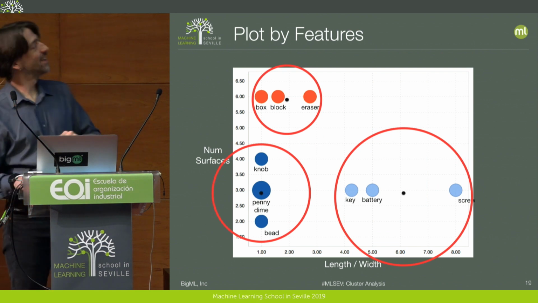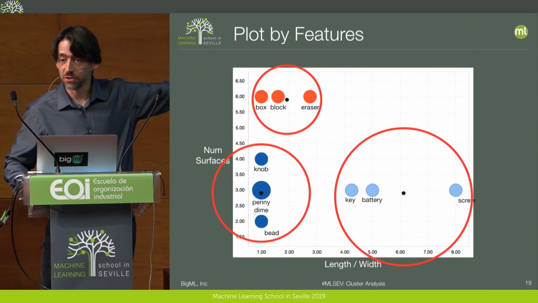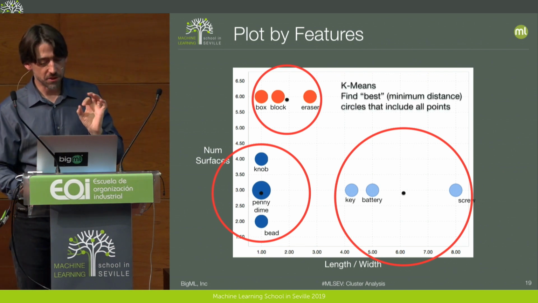Well, sorry, this is what we want. This is where we want to arrive. These are the groups, and the black dots are the centers. That's where we want to get to. So k-means is going to find the minimum distance.